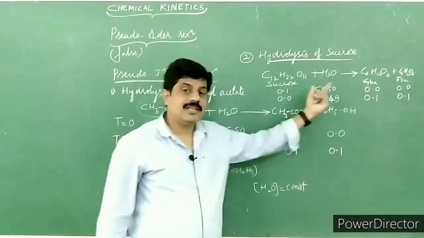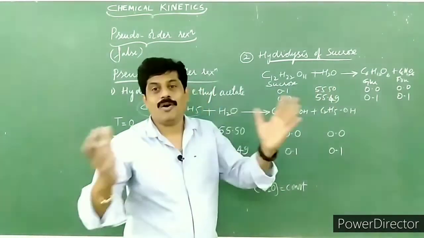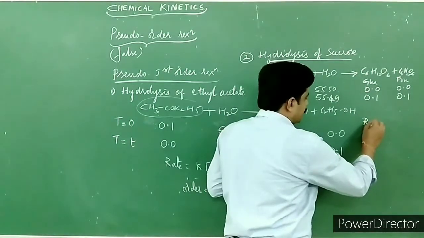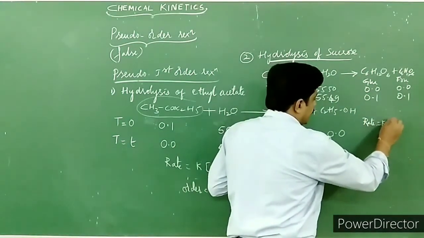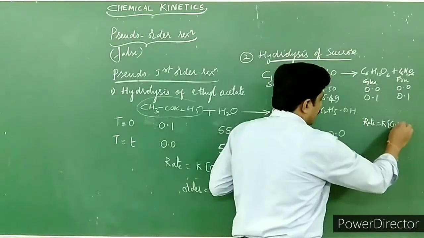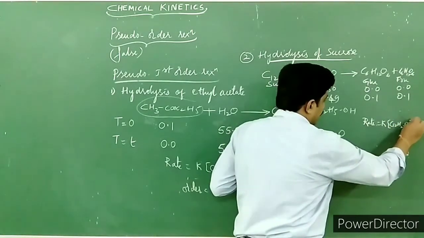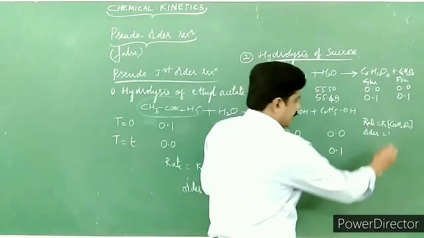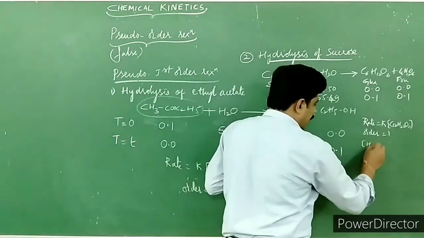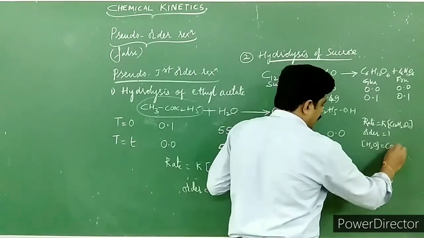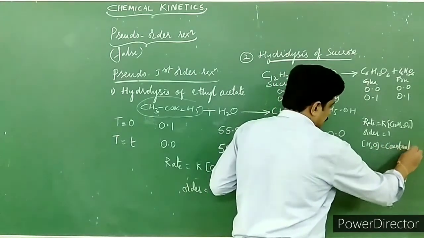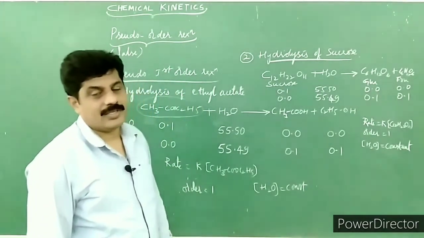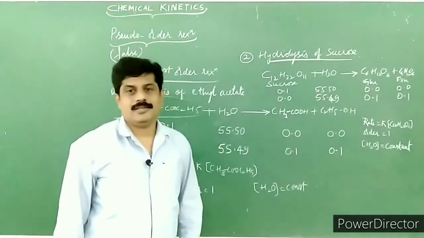Now a reaction which appears to be of a second order but follows a first order kinetics if one of the reactants is taken in large quantity. Children, in this case our rate is equal to K into concentration of C12H22O11. That means order is equal to 1. This is first order kinetics. That means concentration of water is to be taken as constant. So hope you understand about pseudo order as well as pseudo first order reaction.